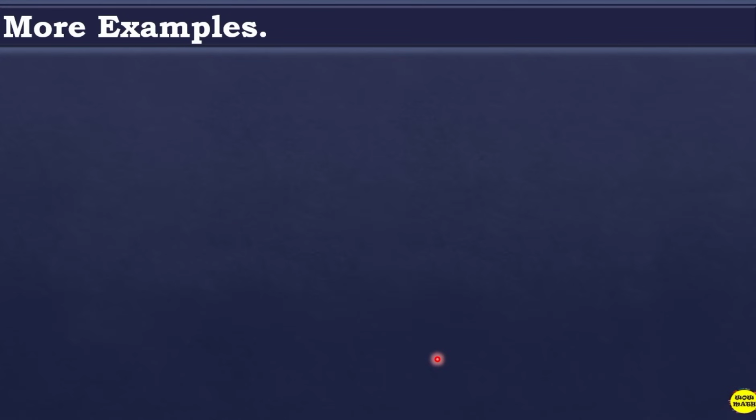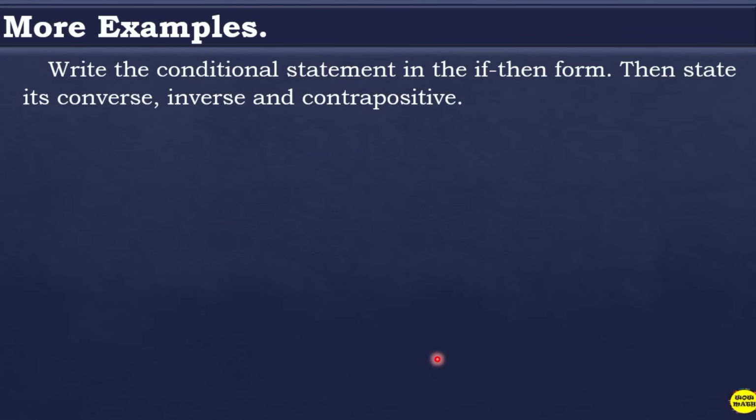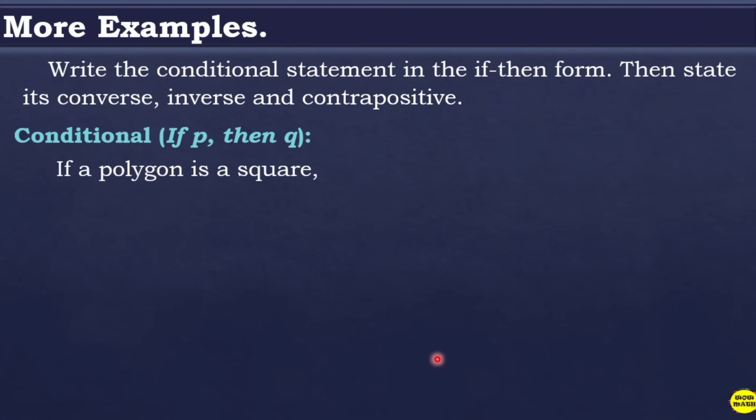So, let's have more examples. Write the conditional statement in the if-then form, then state its converse, inverse, and contrapositive. So, gawin natin siyang conditional na naka-if-then, and then convert natin siya into converse, inverse, and contrapositive. Okay. So, our conditional statement, if P then Q: if a polygon is a square, then it is also a quadrilateral. So, this is our conditional statement.